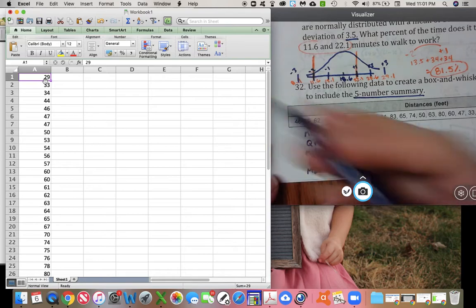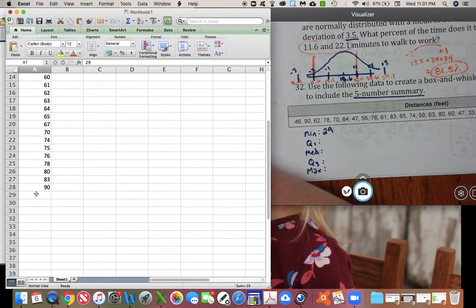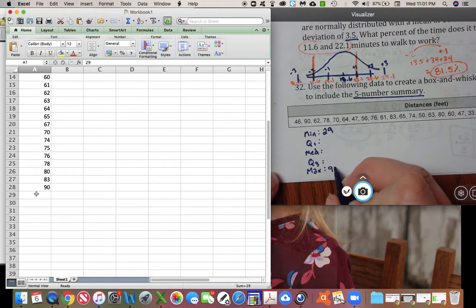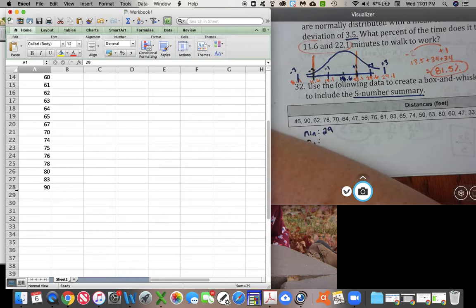My minimum number is 29. Let's put those in order for me. And then my maximum number is 90. Okay, so I have those really easily for me. Okay, now there are 28 numbers.